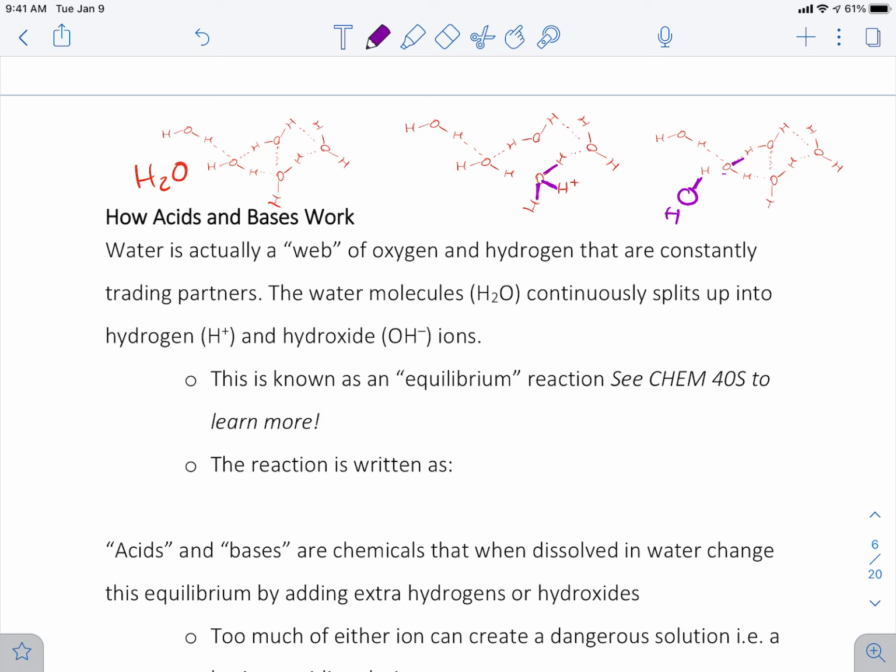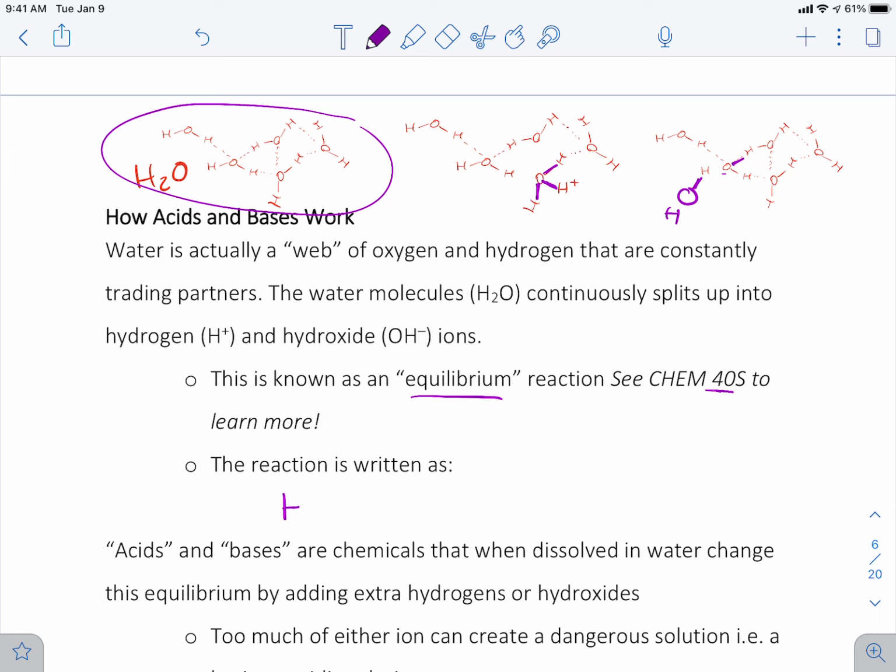So the water molecules continuously split up into hydrogen and hydroxide ions. This is known as equilibrium. That's another thing that's happening here that I didn't talk about: when it's an equal system, the hydrogens and the oxygens can change partners. As they change partners, they might become H+, they might become OH, they might go back and forth, and they're in a state of what's called dynamic equilibrium, which we'll talk about a lot more in Chemistry 4DS, not talking about it right now.